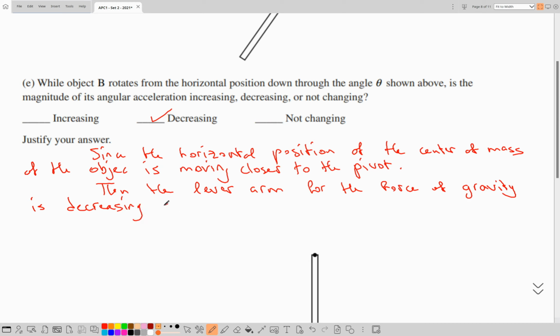So the magnitude of the angular acceleration decreases.